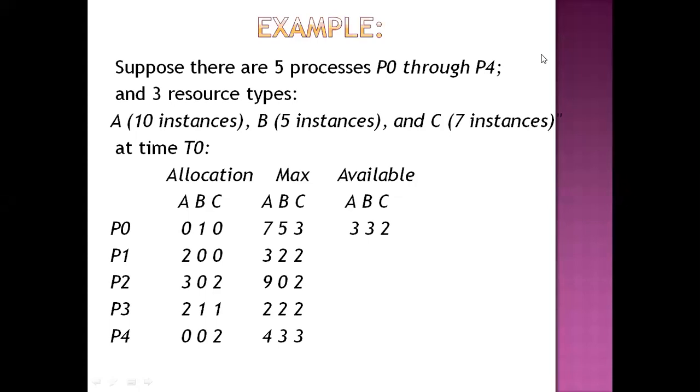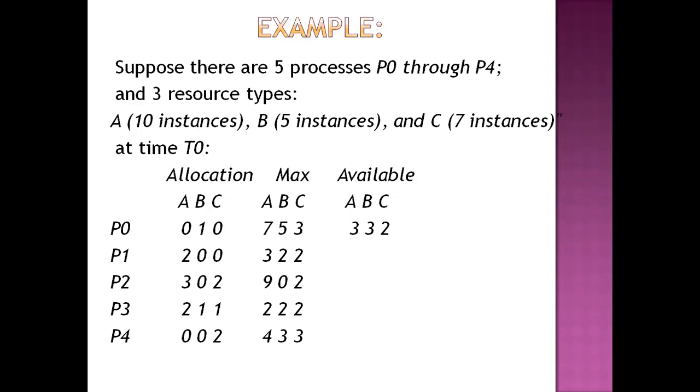Let's understand one mathematical example to implement and understand the Banker's algorithm. Suppose there are 5 processes P0 through P4 and 3 resource types, which are A resource, B resource, and C resource. A resource has 10 instances, B resource has 5 instances, and C resource has 7 instances. And at a time T0, there are 3 different matrices. The first one is the allocation matrix, the second one is the max matrix, and the third is the need matrix. And there is one array which is called the available array.